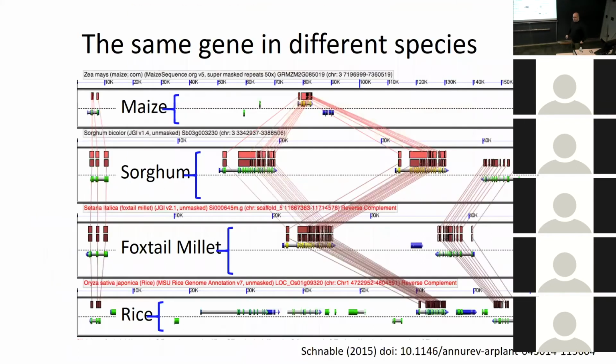So one of the wonderful things about the grasses is that they have very conserved synteny. So synteny is the conservation of the same genes in the same order. So what you're seeing here is a graphic from Koji, which is an online comparative genomics tool.